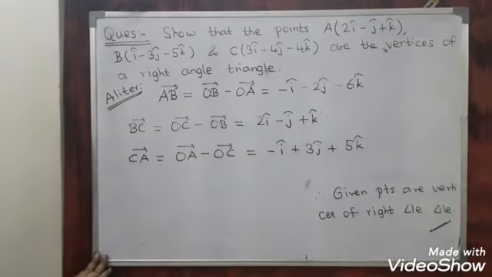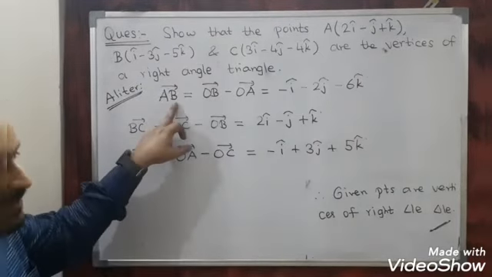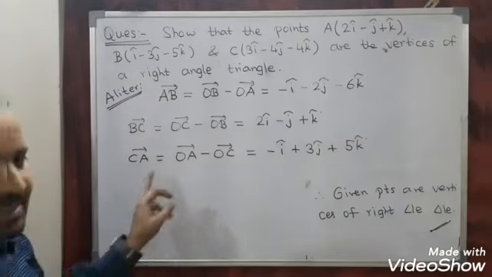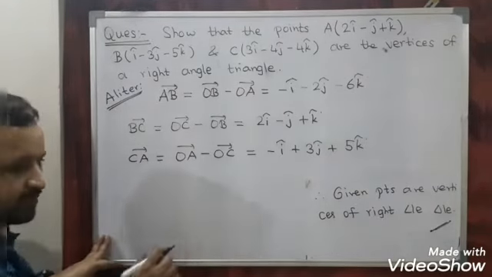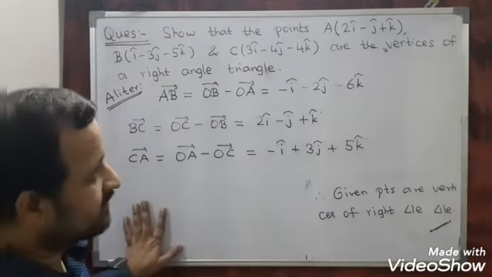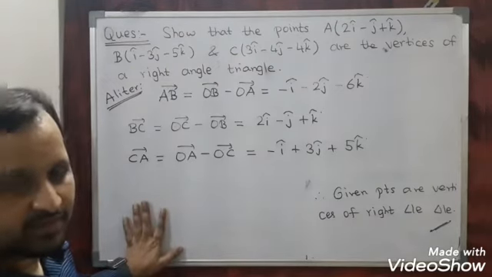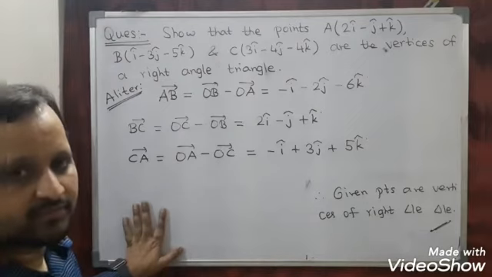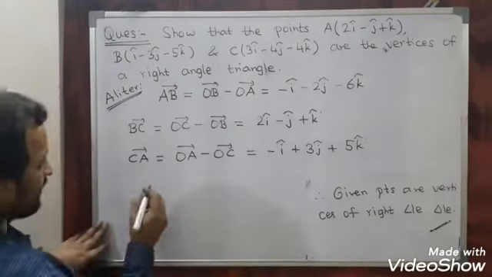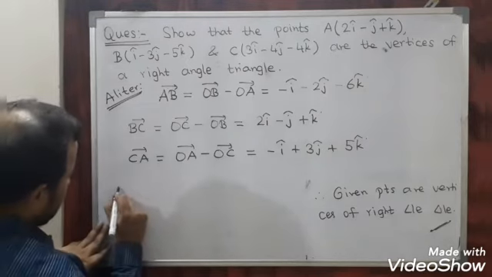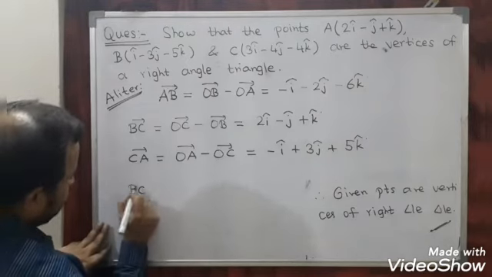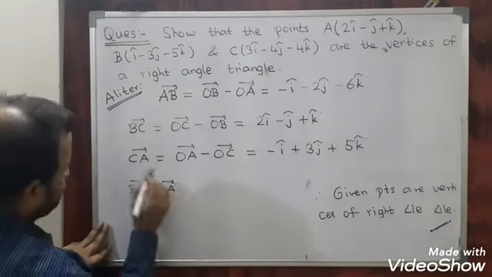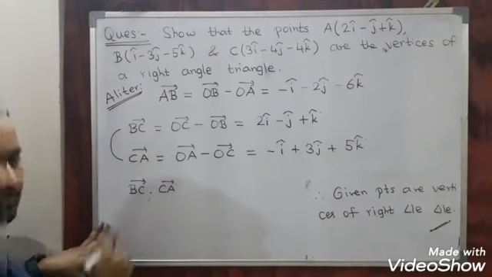See here. Again the same: AB vector we know, BC vector we know, CA vector we know, right? So when can we say right angle? Right angle means perpendicular. And what is the condition for perpendicular? Dot product of two vectors is 0. So what I can do here is calculate BC vector dot CA vector.